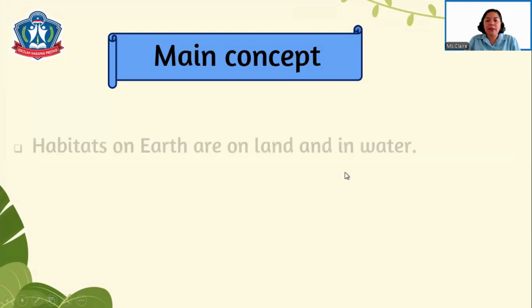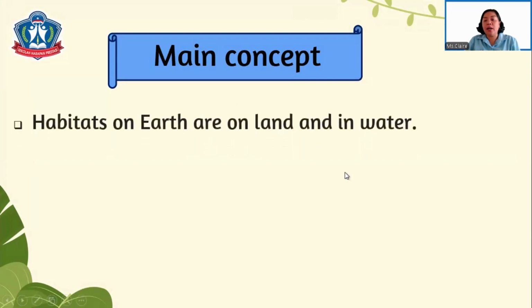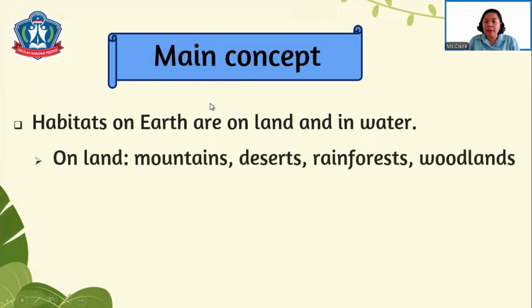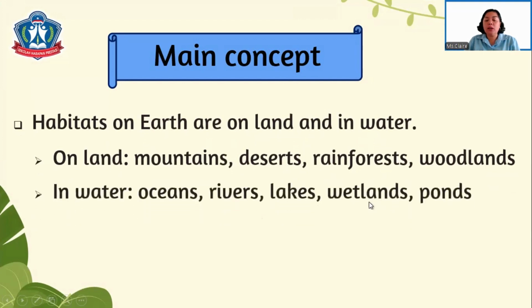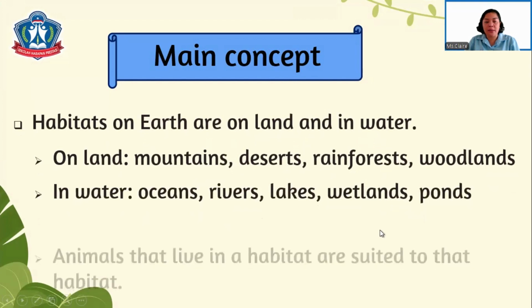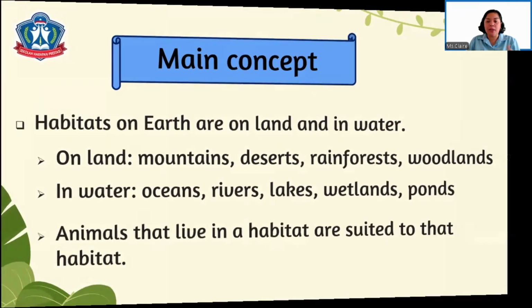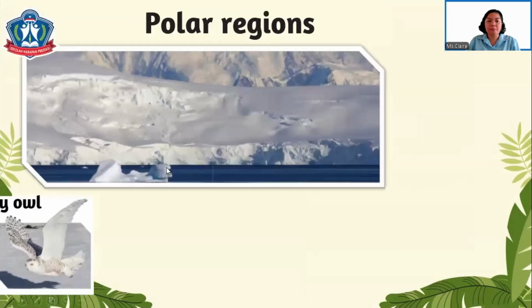For our main concept, habitats on Earth are on land and in water. On land, we have the mountains, as I have discussed earlier. We have deserts, rainforests, and woodlands. In water, we have oceans, rivers, lakes, wetlands, and ponds. The animals, children, live in a habitat because they are suited or fitted to that habitat. For example, I will discuss later.